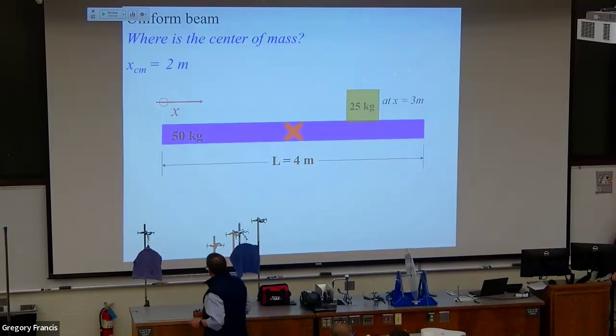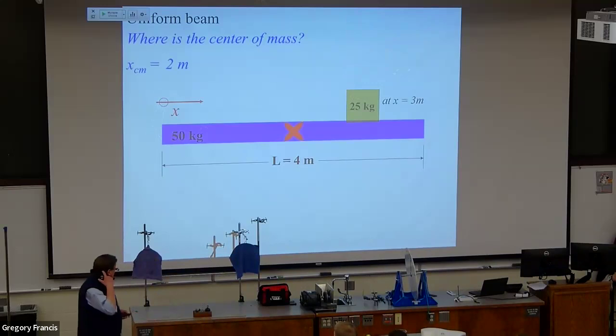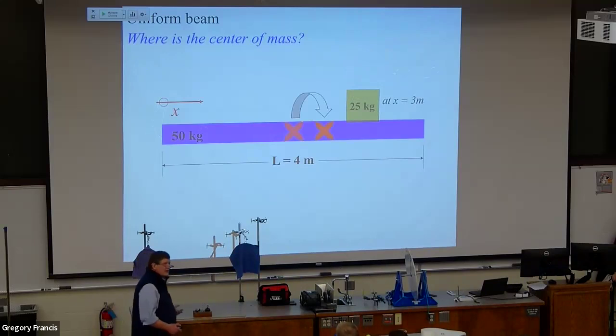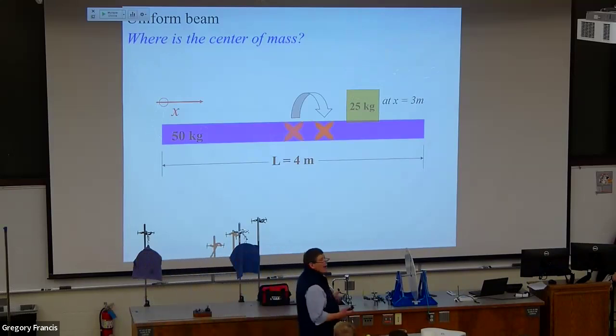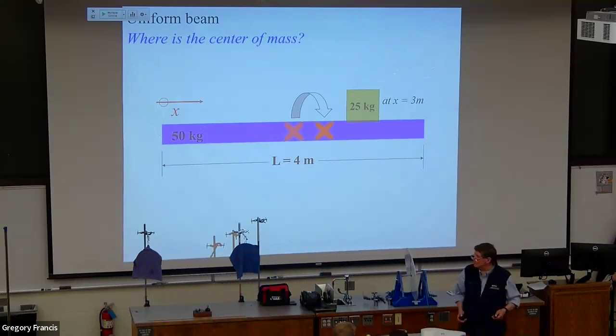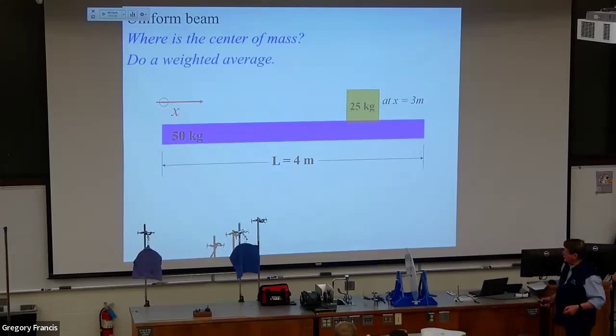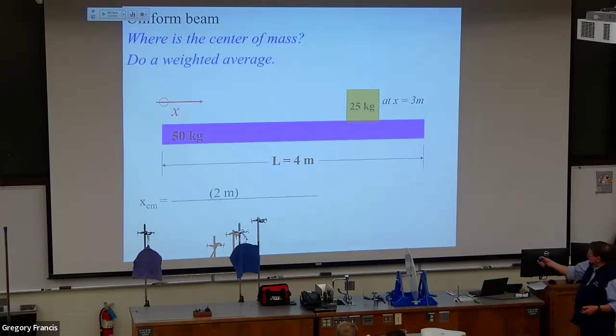What if I added this block that has 25 kilograms and I put it at x equals 3 meters? Well, that's going to move the center of mass. Is it going to move it to the left or to the right? Well, your gut tells you it's going to the right, but how far to the right? Well, to find that out, we do a weighted average. We take for each object, like the plank, the board, the position of the center of mass for the board, 2 meters, and we weight that by how important it is to the system.